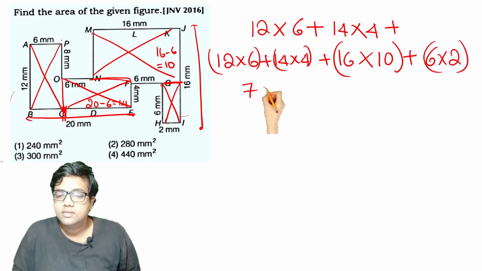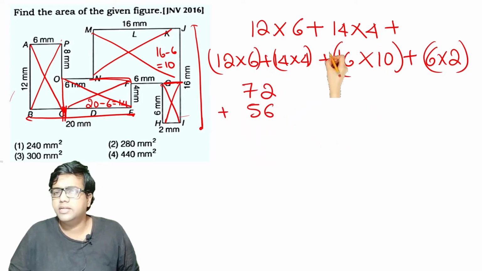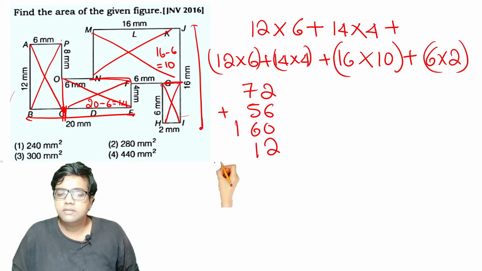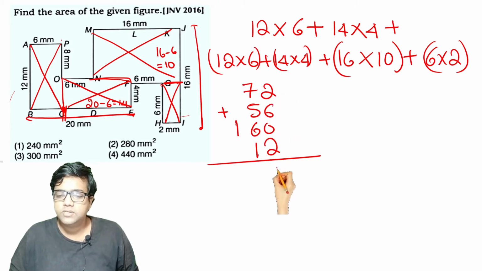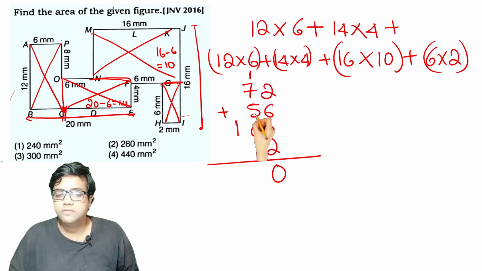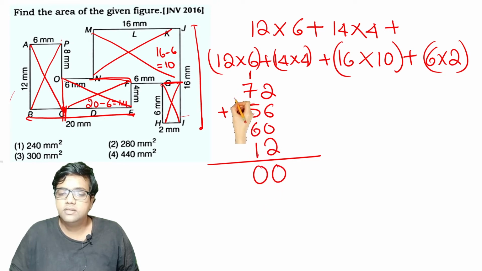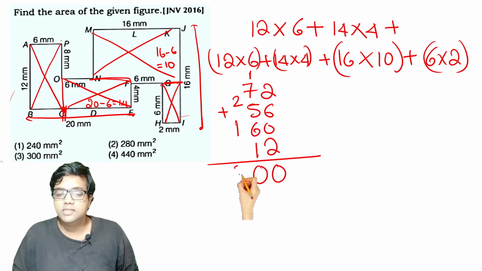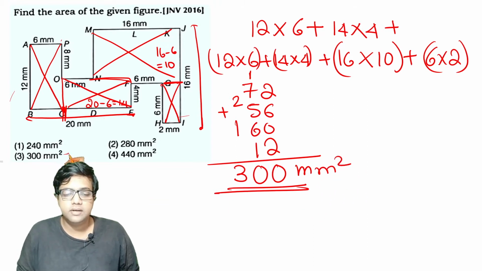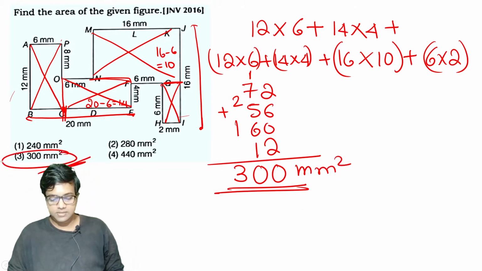12 sixes are 72, 14 fours are 56. I'm writing one above the other so that addition becomes easier. 16 tens are 160, 6 twos are 12, 6 twos are 12. So what will you get? 6 plus 2 is 8, plus 2 is 10, 1 carry over. 7 plus 1 is 8, plus 5 is 13, plus 6 is 19, plus 1 is 20. 2 carry over, 2 plus 1 is 3. You will get 300 millimeter square. Option 3 is the right answer.